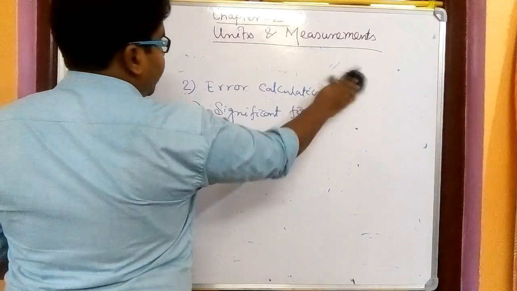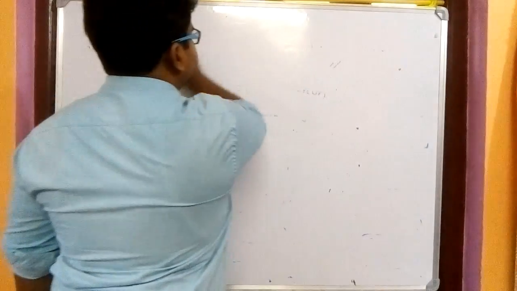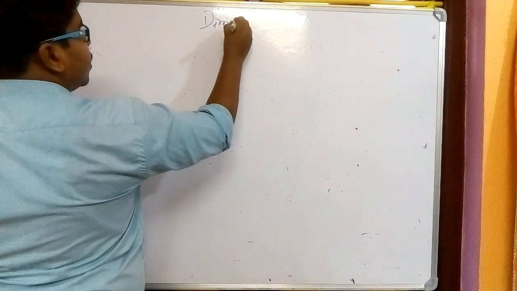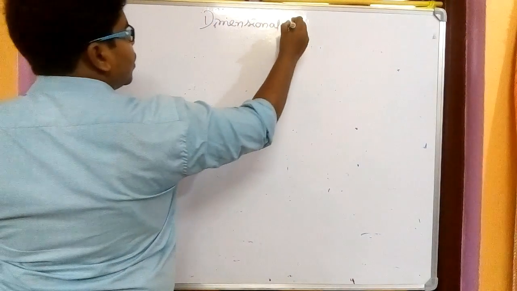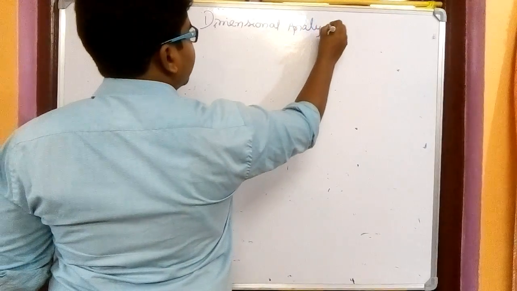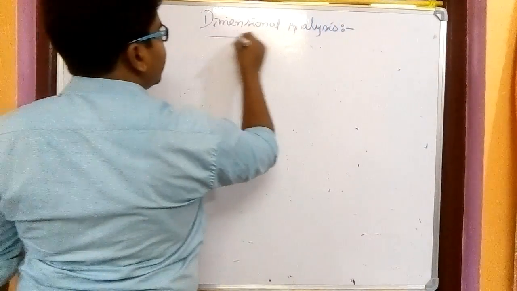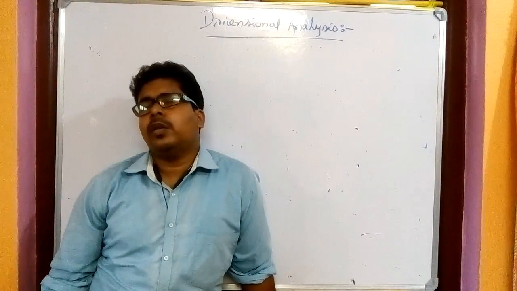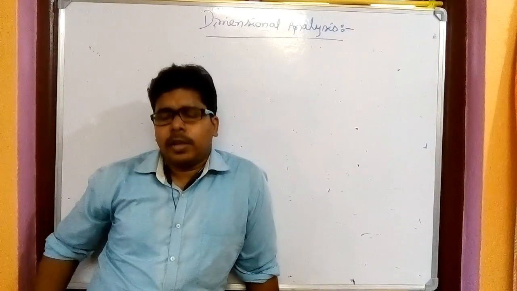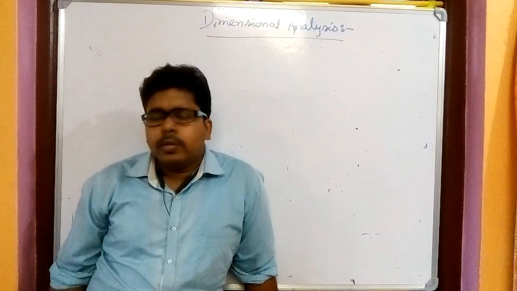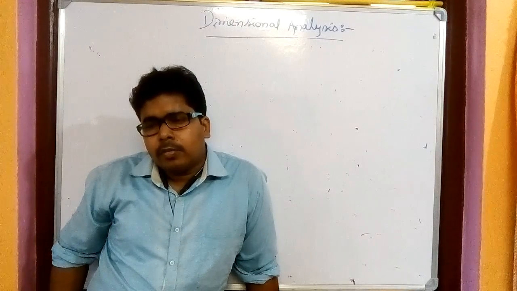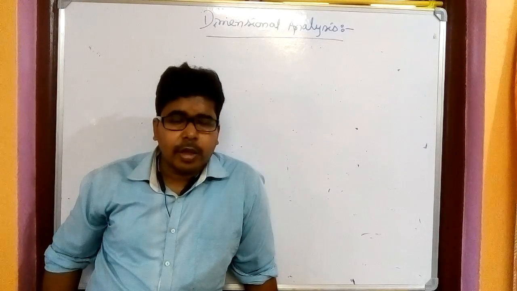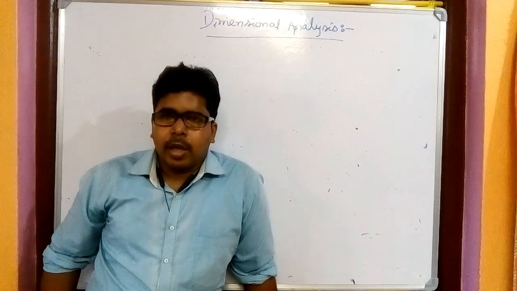Dimensional analysis, that is our first discussion. Before starting on dimensional analysis, let me remind you of some easy things which are needed. First of all, what is a physical quantity? We know it is a quantity which can be measured by any direct or indirect method. These are known as physical quantities, like length, mass, time, density, volume, velocity, speed. Anything which can be measured is known as a physical quantity.